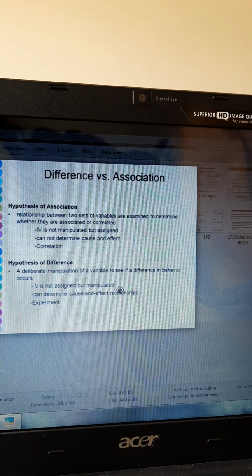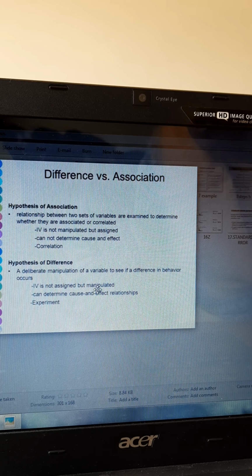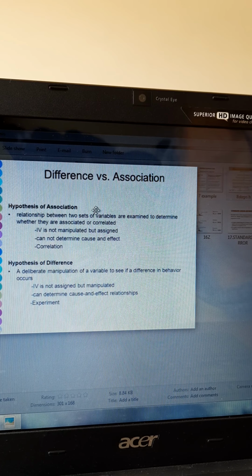For example, you want to see the relationship between the growth of a plant and the fertilizer use. So you will give 3 dosages of fertilizer and test it. So it is like a cause and effect. So the difference involves deliberate manipulation of the variable to see the difference in behavior. You should understand this very clearly.